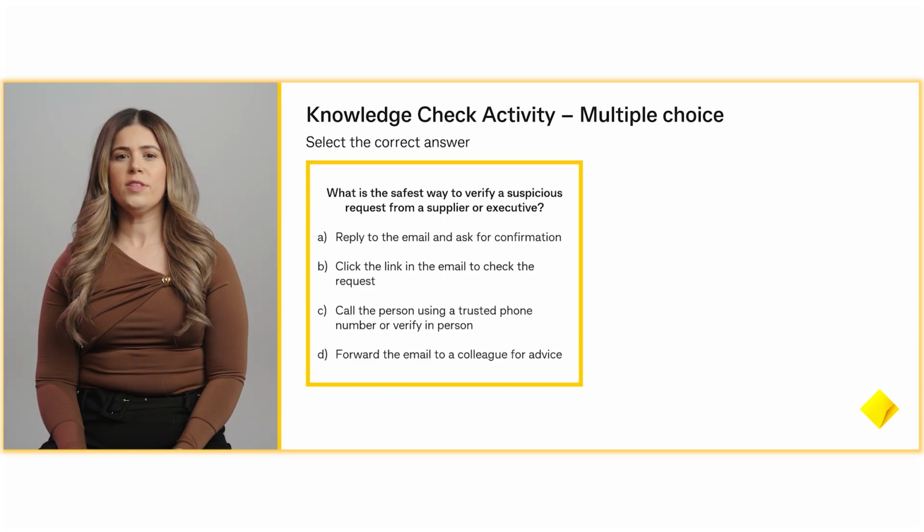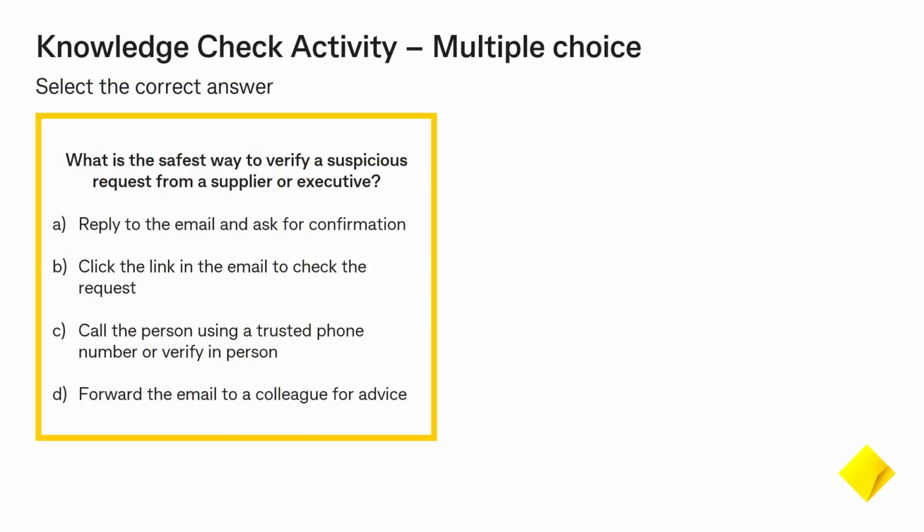Let's test what you've learnt. What is the safest way to verify a suspicious request from a supplier or an executive? Reply to the email and ask for confirmation. Click the link in the email to check the request. Call the person using a trusted phone number or verify in person. Or forward the email to a colleague for advice.